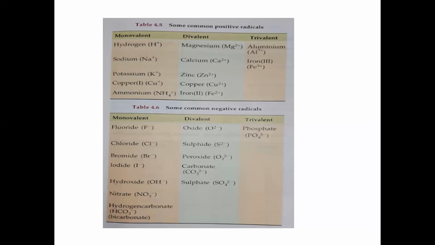Hydrogen carbonate HCO3 negative. Then divalent: oxide O2 negative. Then sulfide S2 negative. Peroxide O2 2 negative. Then carbonate CO3 2 negative. These are called the charges. So sulfate SO4 2 negative charge. Then trivalent, in that phosphate PO4 3 negative charge.